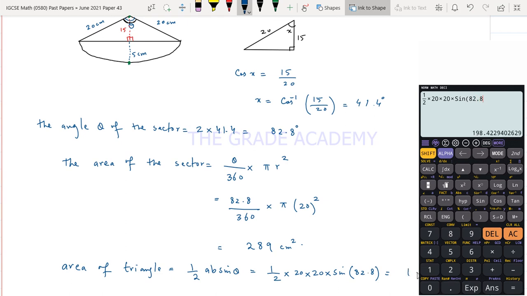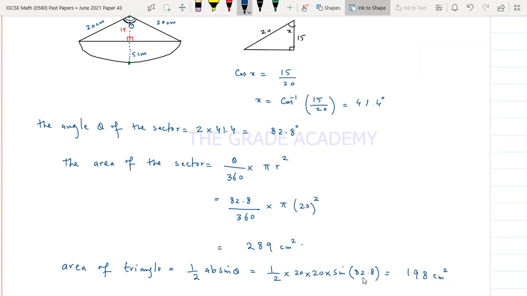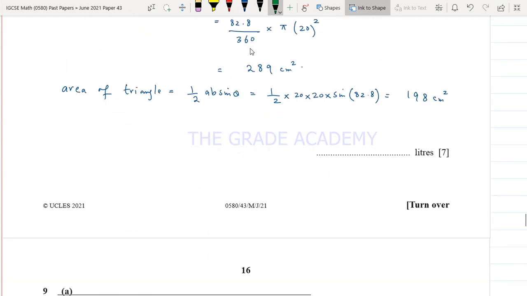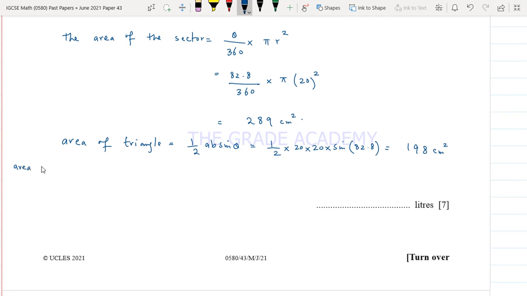so this area is 198 square centimeter. So the area of the cross section, which is this area, is equal to the area of sector minus the area of the triangle. Now the area of cross section of the prism is equal to the area of sector minus the area of triangle, so which is 289 minus 198, so which is equal to 91 square centimeter. So the cross sectional area of the prism is 91 and its length is 150.